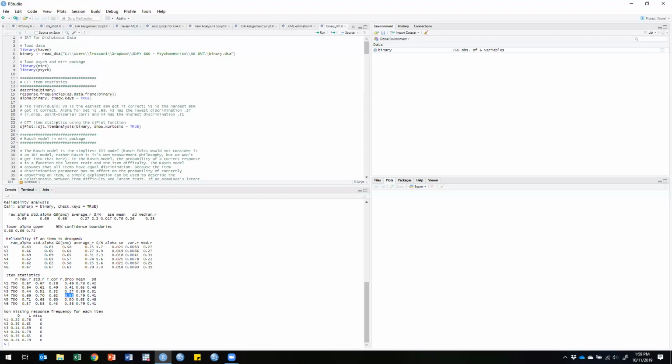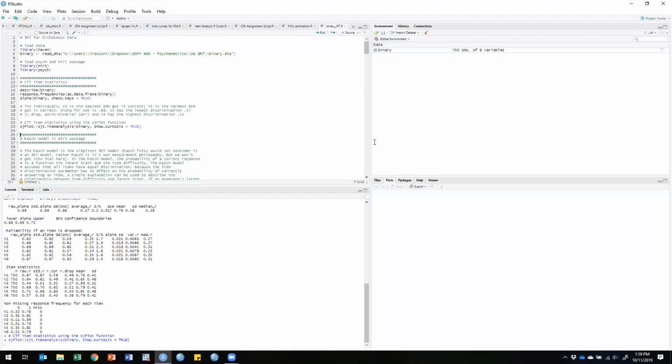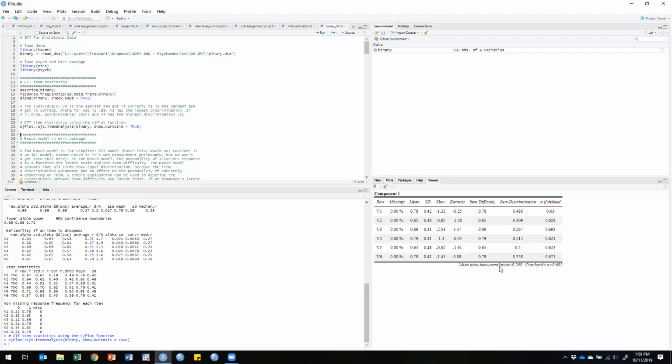There was also this item analysis function from the sjPlot package that plotted out a nice little summary table of these statistics for us. And you can see all the same information in here as well. So this should be good to keep up as we run through the same or similar analyses in R.